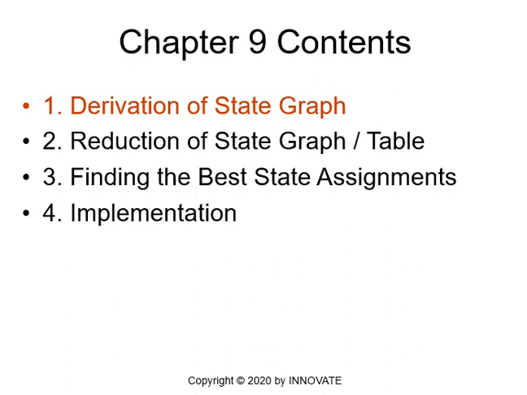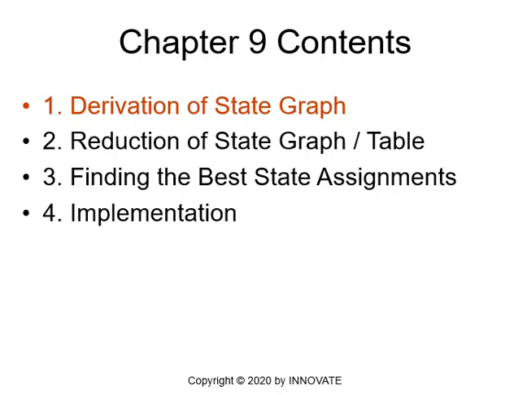In Chapter 9, there are 4 steps in the design of synchronous sequential networks. Namely, the first step is the derivation of the state graph. This is a very important step. Without it, we cannot design the system or the machine.